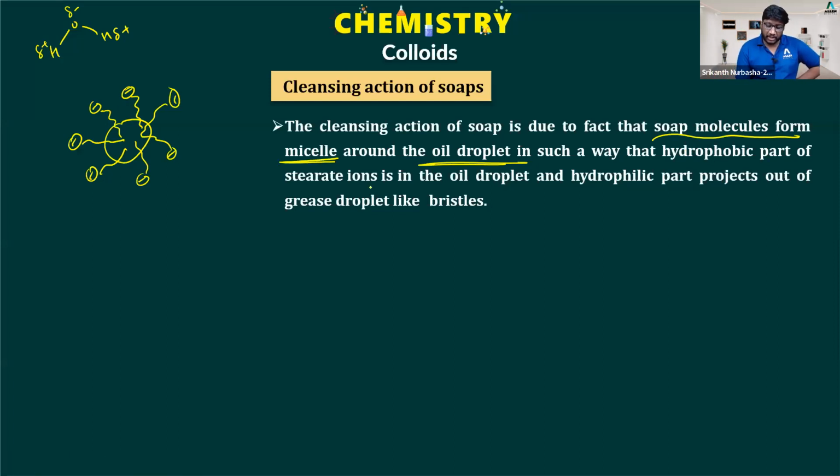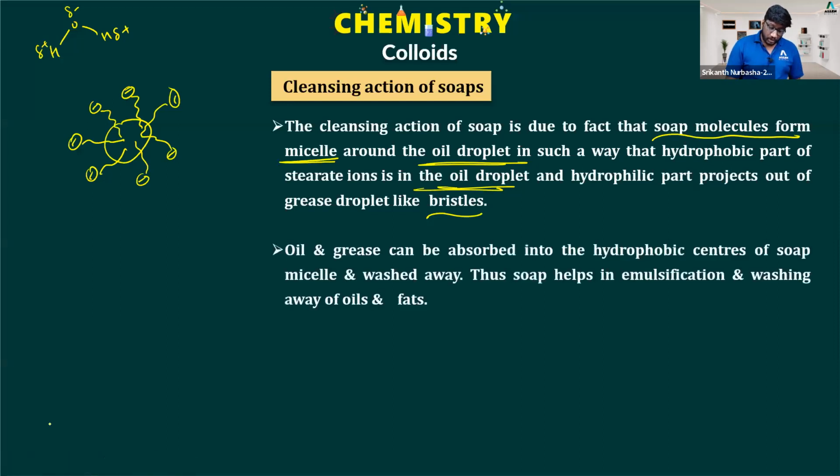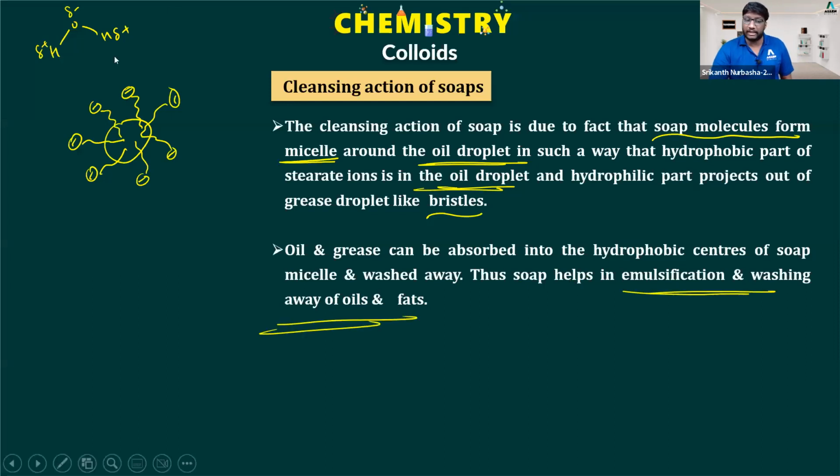The hydrophobic part of stearate ions is in the oil droplet, and the hydrophilic part projects out of the grease droplets like bristles. The hydrophilic part projects out like bristles, and these all develop attraction with water whenever you try to wash with water. Oil and grease can be absorbed into hydrophobic centers of the soap micelle and washed away. Thus, soaps help in emulsification and washing away of oils and fats. That is how the cleansing action of soap occurs.